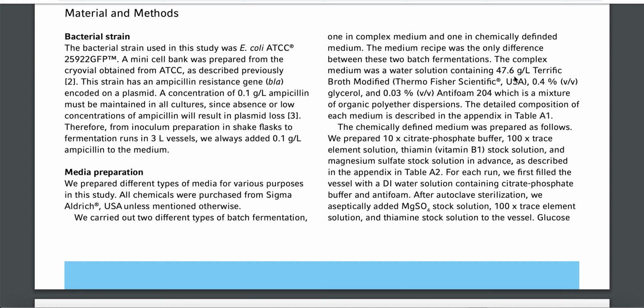We prepared 10 times citrate phosphate buffer, 100 times trace element solution, thiamine, vitamin B1 stock solution, and magnesium sulfate stock solution in advance, as described in the appendix. For each run, we first filled the vessel with a DI water solution containing citrate phosphate buffer and antifoam. After autoclave sterilization, we aseptically added magnesium sulfate stock solution and then 100 times trace element solution and thiamine stock solution to the vessel.